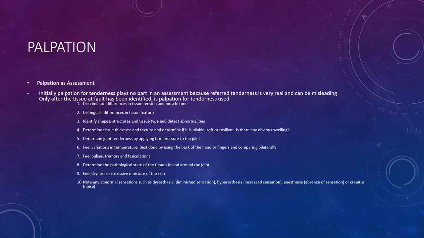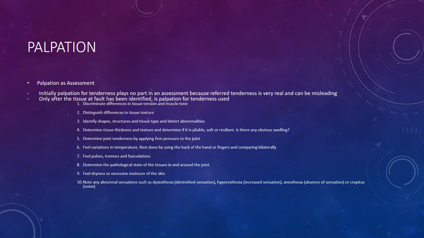Do we feel variations in temperature? Sometimes I'll touch a patient's sore elbow and also touch their normal, good elbow, to see if it's warmer on the bad elbow as compared to the other one. We want to touch and see if we can feel pulses of blood vessels. Are there tremors or fasciculations, which is kind of a jiggle of the muscle?